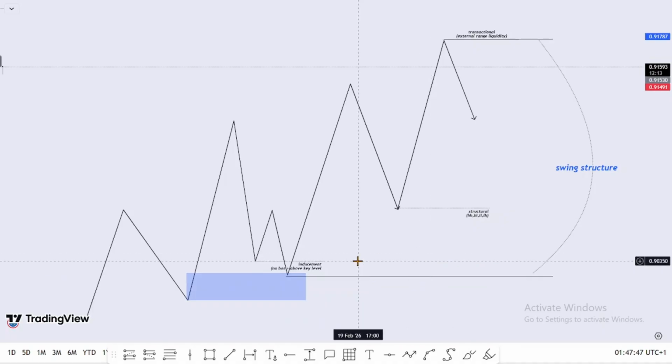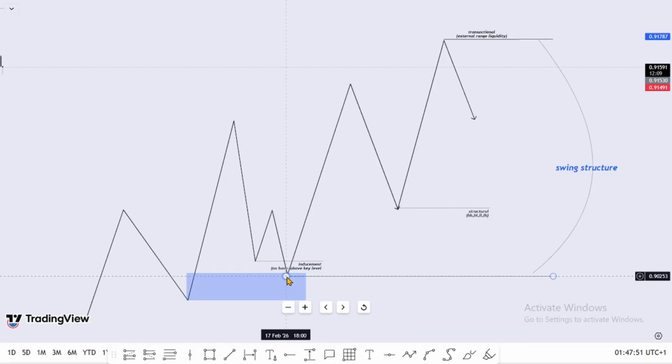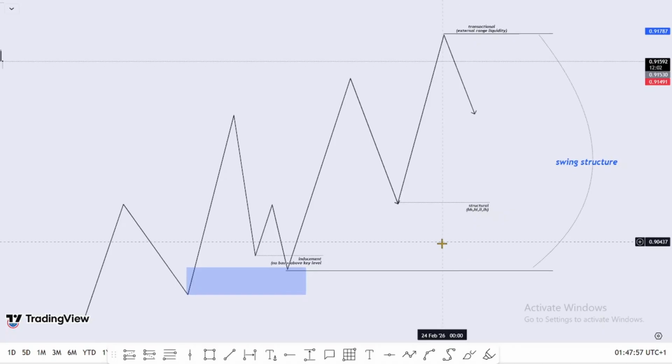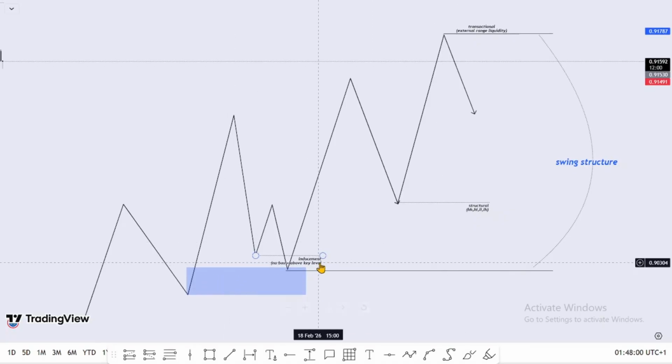So first of all, you need to understand your swing structure. But before we talk about that, let's try to explain this liquidity. As I told you, there are three types of liquidity, right? The first liquidity you can see here is an inducement liquidity. So what is this inducement liquidity? Let me try to explain this.